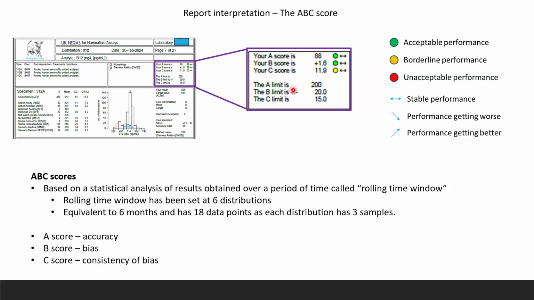Finally, the C score refers to the consistency of bias and tells us how variable our lab's bias has been during the rolling time window period. The lower the C score, the better, and the same applies for the B score. The lower, the better. Statistically, the C score is the trimmed standard deviation of the individual specimen percentage biases in the rolling time window.